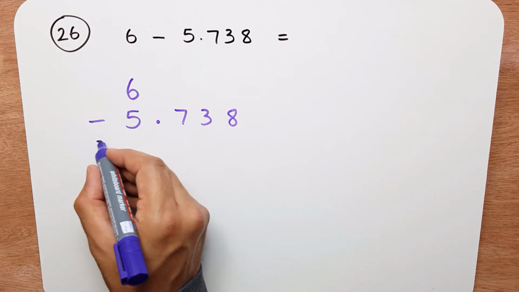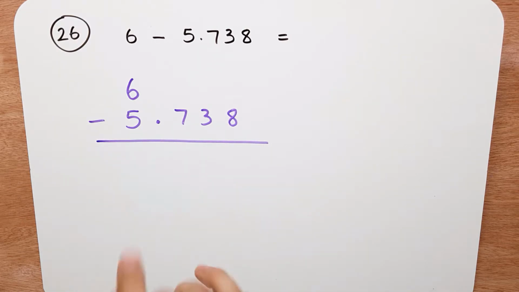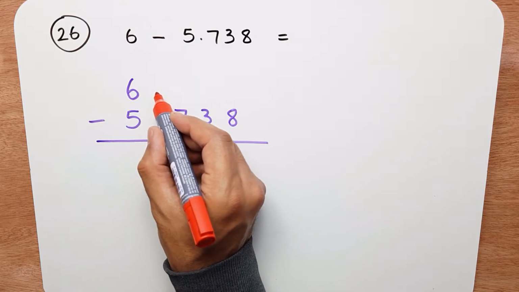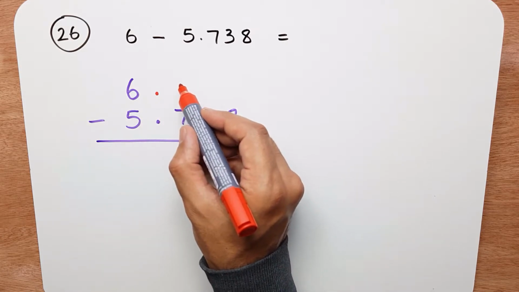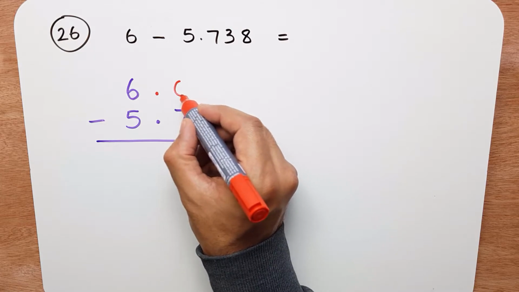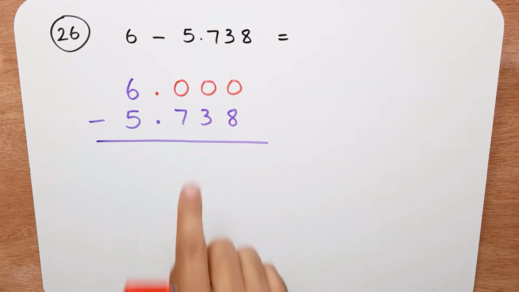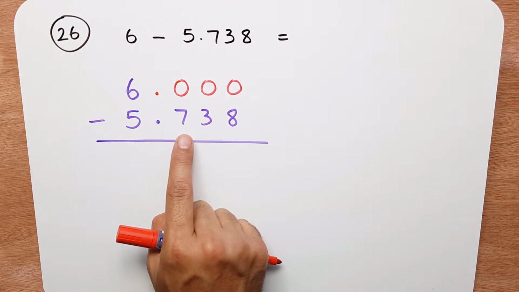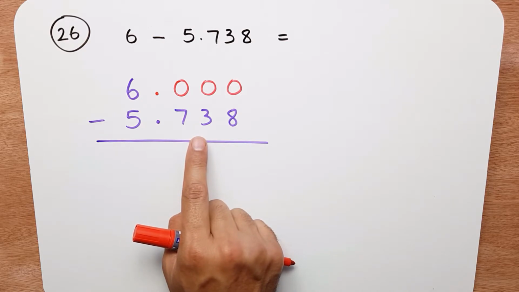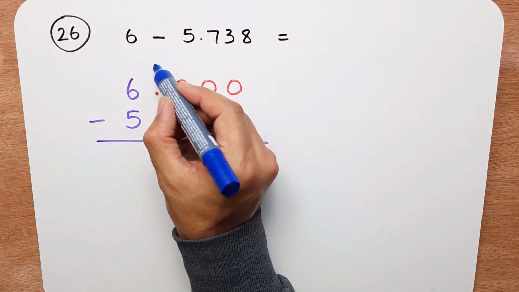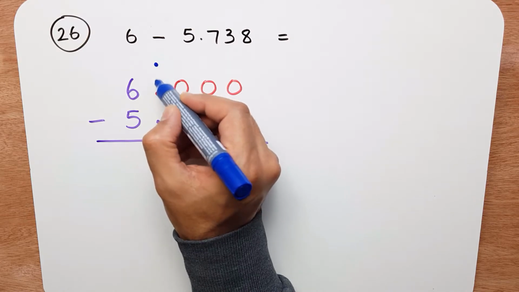0.738. There you go. Now to make it easy, what I'm going to do is put the decimal point here and put a few helper zeros or placeholders. 0, 0, 0. Now what this does, this makes it easier for the calculation, so it avoids any silly mistakes. So I'm just going to label these up now.